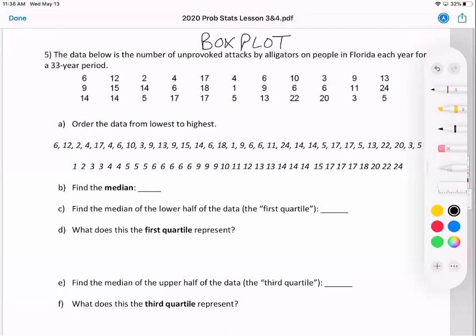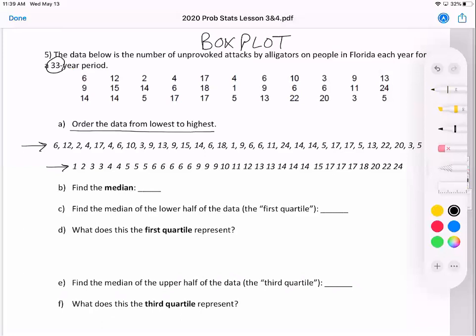But box plots. So first thing, we would want to order all the data from lowest to highest. Here's all the data again in one big string of numbers. And I've already listed it for us to save some time, from the lowest, 1 attack in a year, all the way to the highest, which was 24. So this is in a 33-year period.